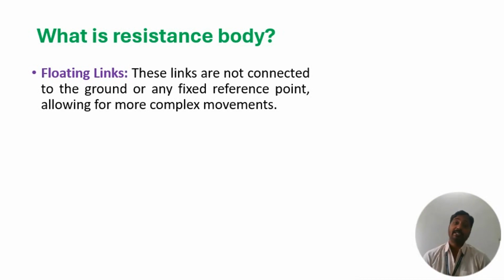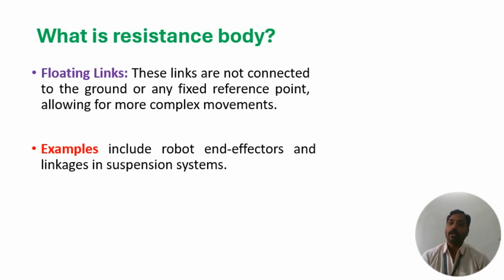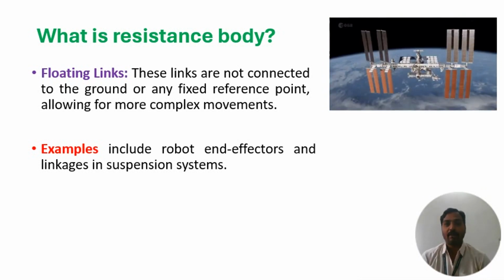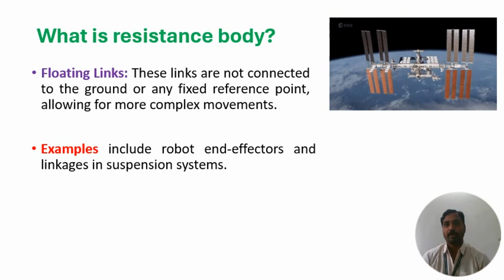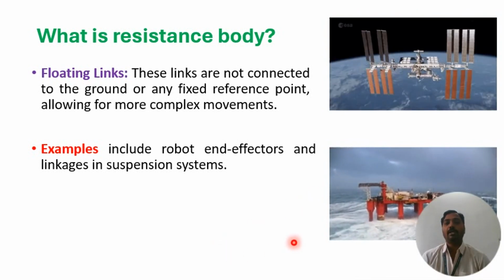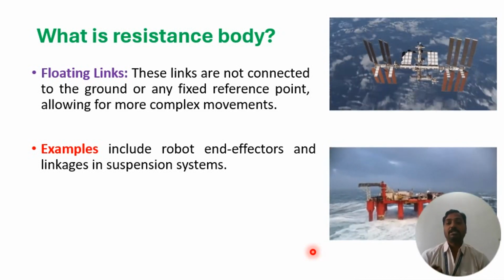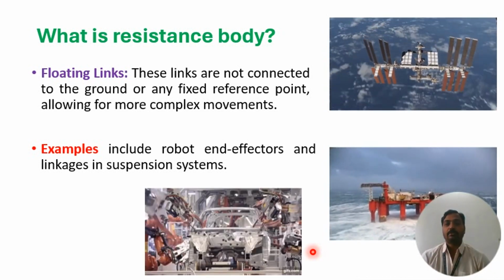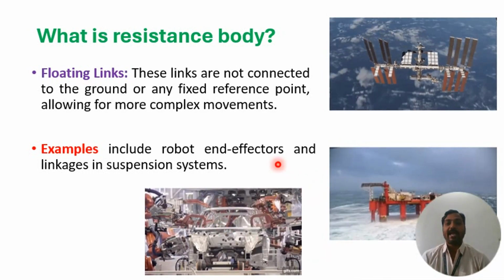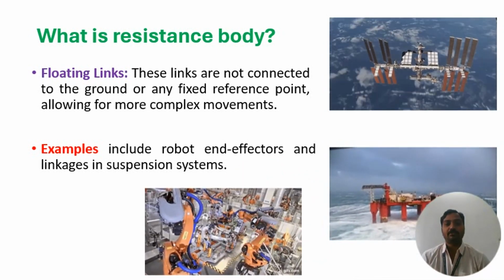In this case we can also say this is the floating link, which is not connected to any part of the system. These are not connected to the ground or any fixed reference point, allowing for more complex movements. Examples include robot end effectors and linkages in a suspension system. From my knowledge point of view, this is also a floating link, which is not connected to the ground, but it performs exactly the purpose we designed it for. Here is another floating link that we use to extract minerals or oils from underground or underwater. There we can see the end effectors. We can see robots doing all these jobs.